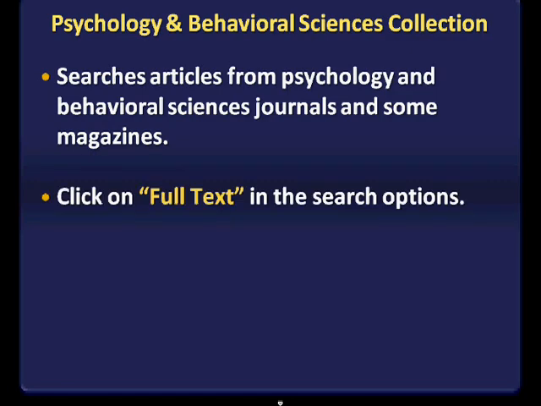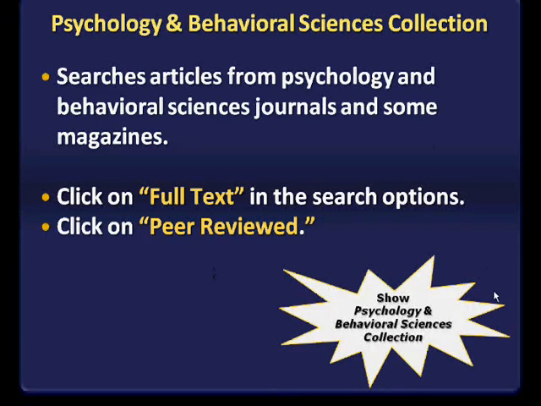At the search screen, you'll first see the text boxes in which you can type your search terms in, and then below that you can limit to full text so that you will only get the full text articles from your search results, and then you'll also click on peer reviewed.